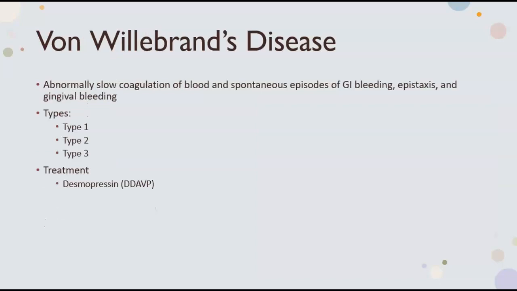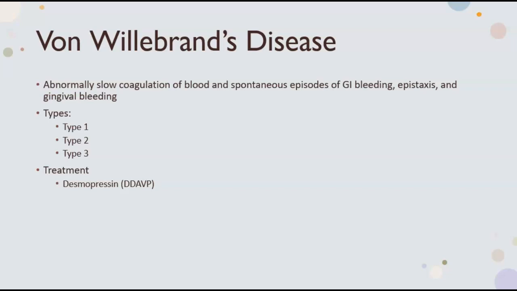Von Willebrand's disease. This is abnormally slow coagulation of the blood and spontaneous episodes of GI bleeding, epistaxis, and gingival bleeding. This is caused by a deficiency of von Willebrand's factor, which is critical for platelet adhesion. They also have a low factor VIII.